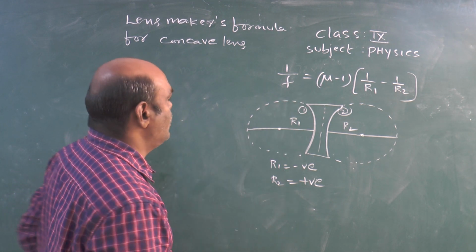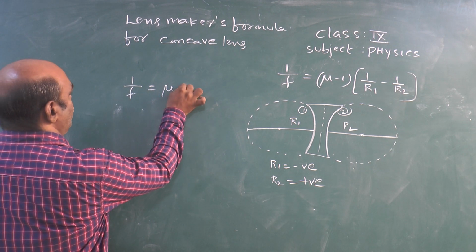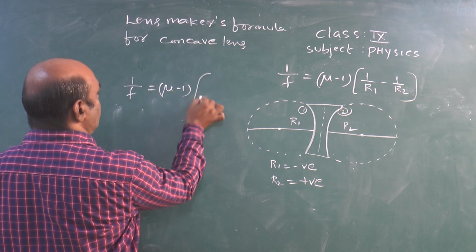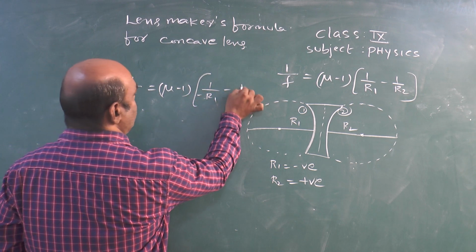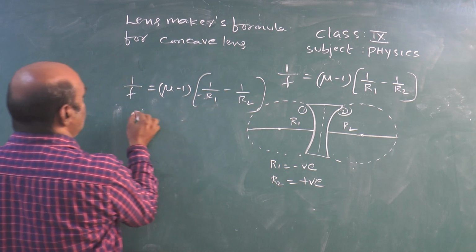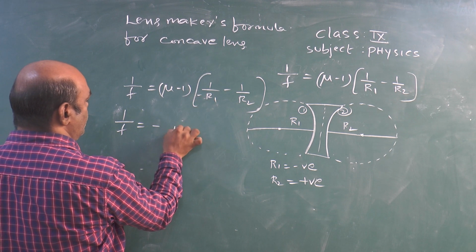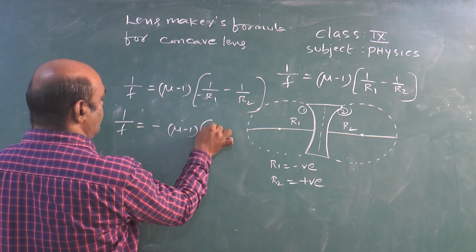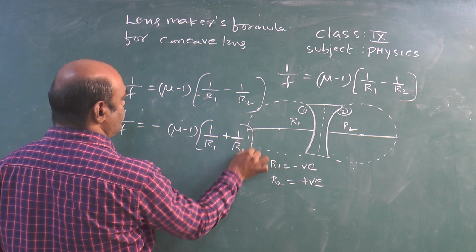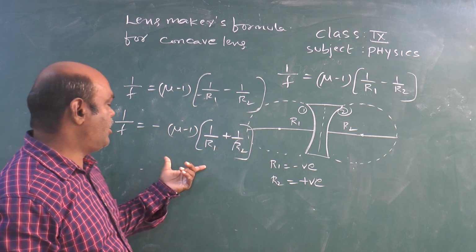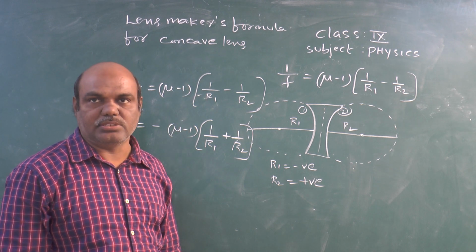Then how does the lens maker's formula change? 1 by f equal to mu minus 1 into 1 by minus R1 minus 1 by R2. Now, if you take minus common here, mu minus 1 into 1 by R1 plus 1 by R2. So this is the lens maker's formula in case of a concave lens.